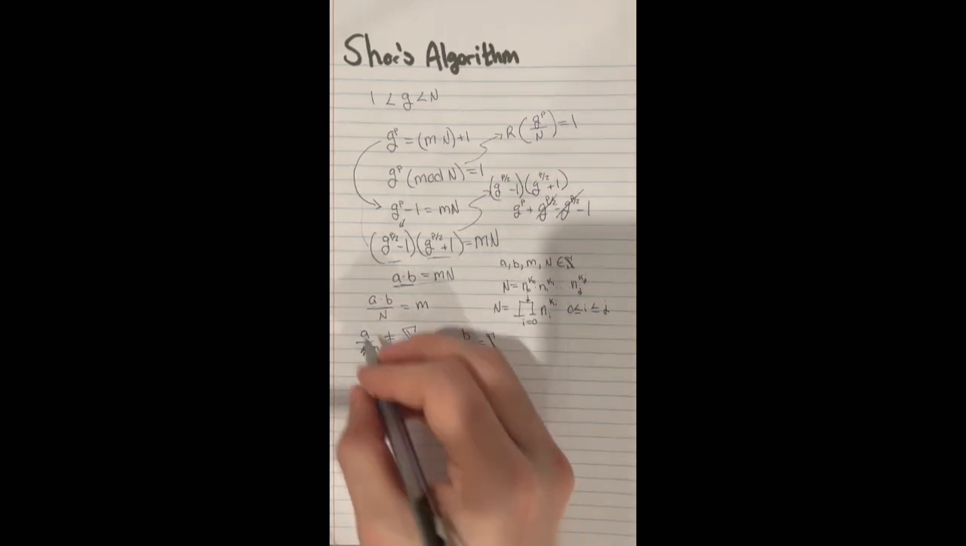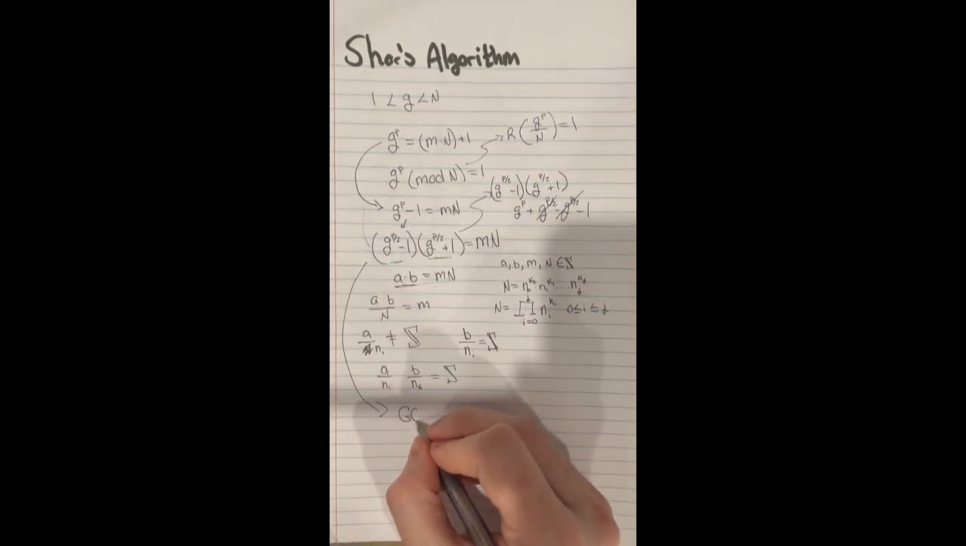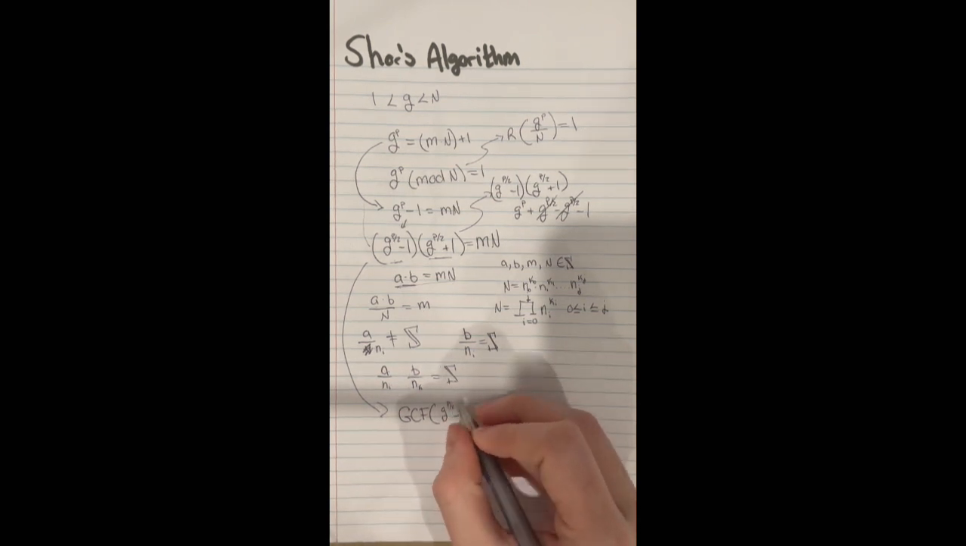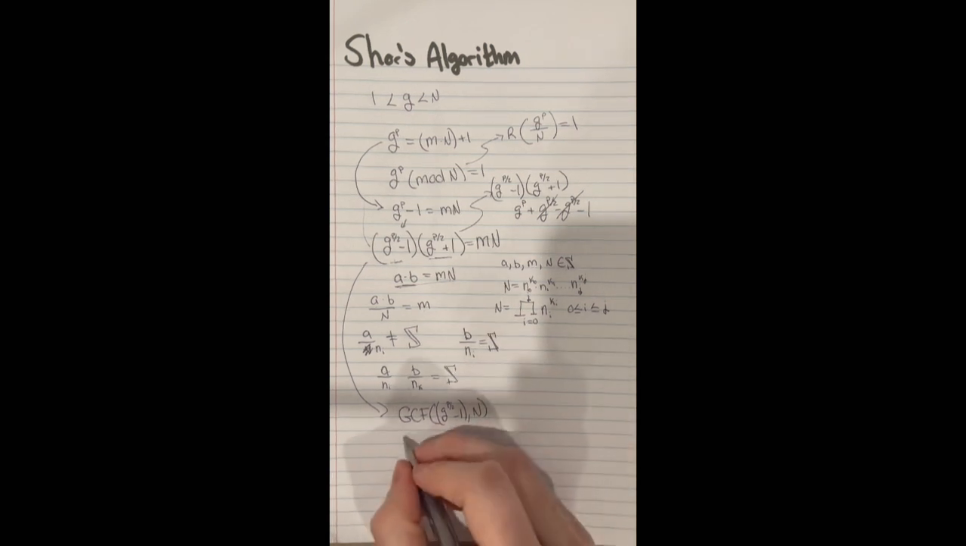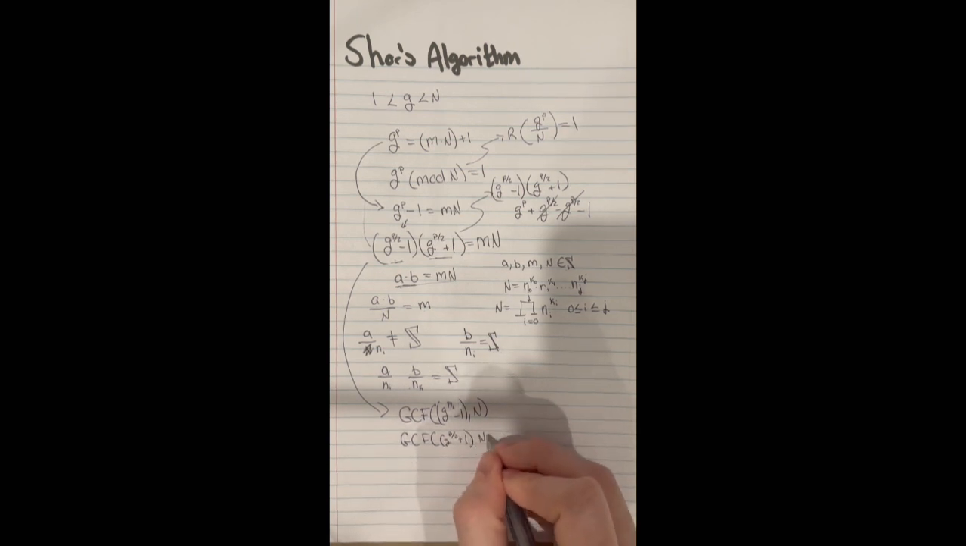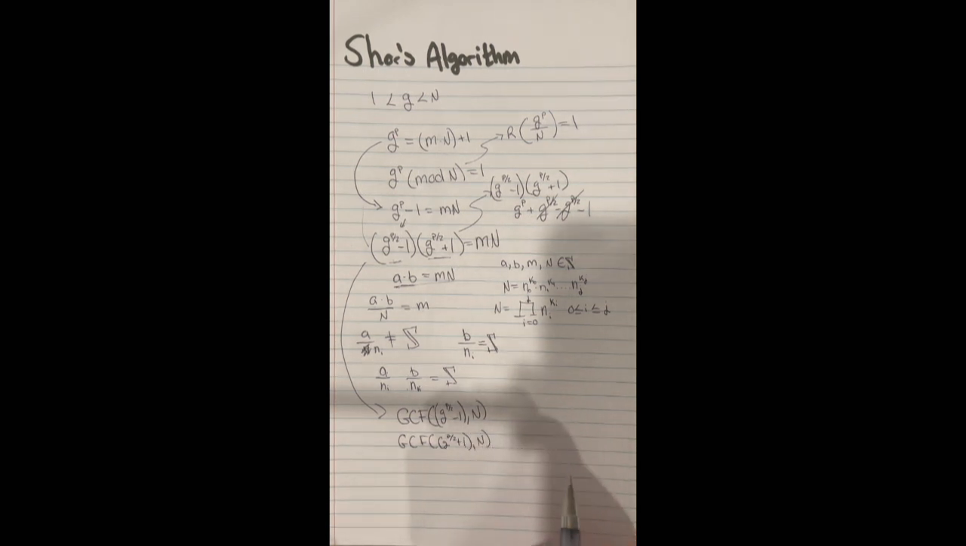So at that point, we can then use Euclid's method to find the greatest common factor of g to the p over 2 minus 1 and n, or g to the p over 2 plus 1 with n, in which case we have found a prime factor of n, right? Because one of these will share a factor, we'll get that factor, we can divide n by it, and we'll have the two prime numbers that multiply to the semi-prime n.